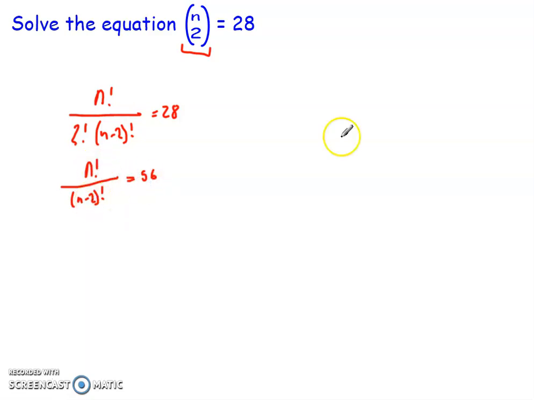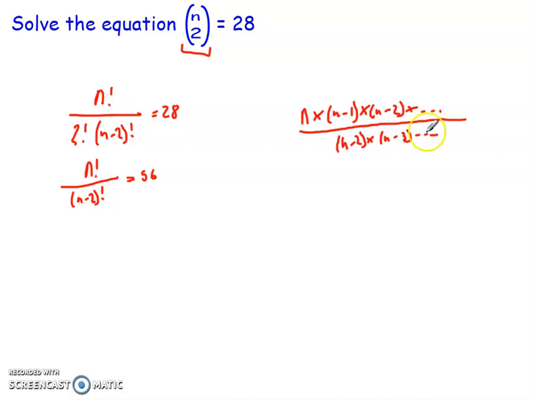Now n factorial over (n minus 2) factorial is the equivalent of n times (n minus 1) times (n minus 2) times the product of everything after that all the way down to 1. That's then over (n minus 2) times (n minus 3), and so on, all the way down to 1 again. So what we can do is cancel out this section at the top with all of the bottom. So on the top, all I'm then left with is n(n minus 1), and that equals 56.